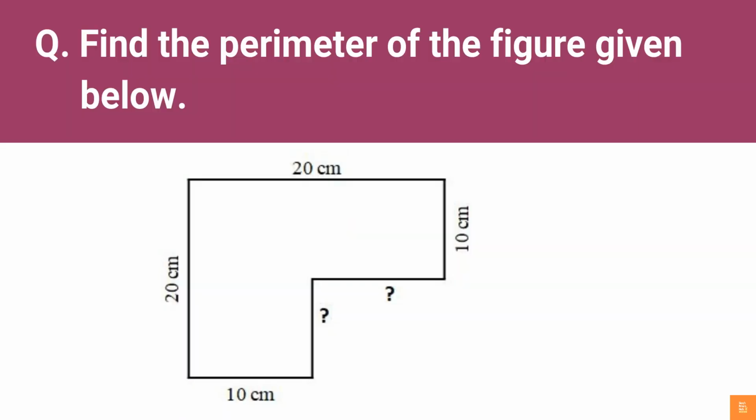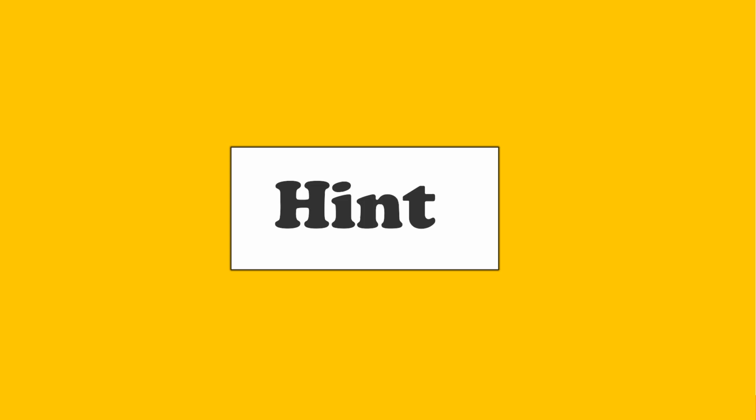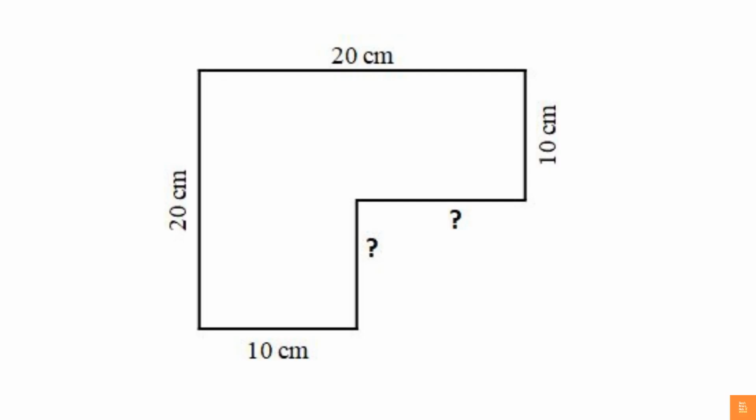Question number 6. Find the perimeter of the figure given below. The figure shown here is quite different from the familiar shapes, rectangles and square. Further, the measurements given are incomplete. Hint here is, first find the missing sides of the irregular shape by comparing parallel sides or breaking the shape into smaller parts. Then add up all sides to get the perimeter.